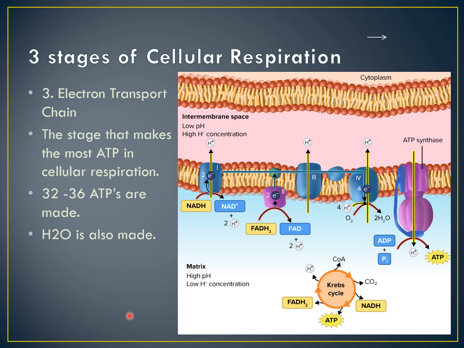This is a very complicated step. There's a lot of moving parts. There's a lot of things that are capturing electrons and moving hydrogens, and a lot of pumps, a lot of membrane movement with it as well. A lot of videos are going to show you a lot of details about ATP synthase. The key thing that I want you to know is that this is the one that makes the most ATP, roughly 32 to 36 ATPs. Also, water will be produced in this step as well.